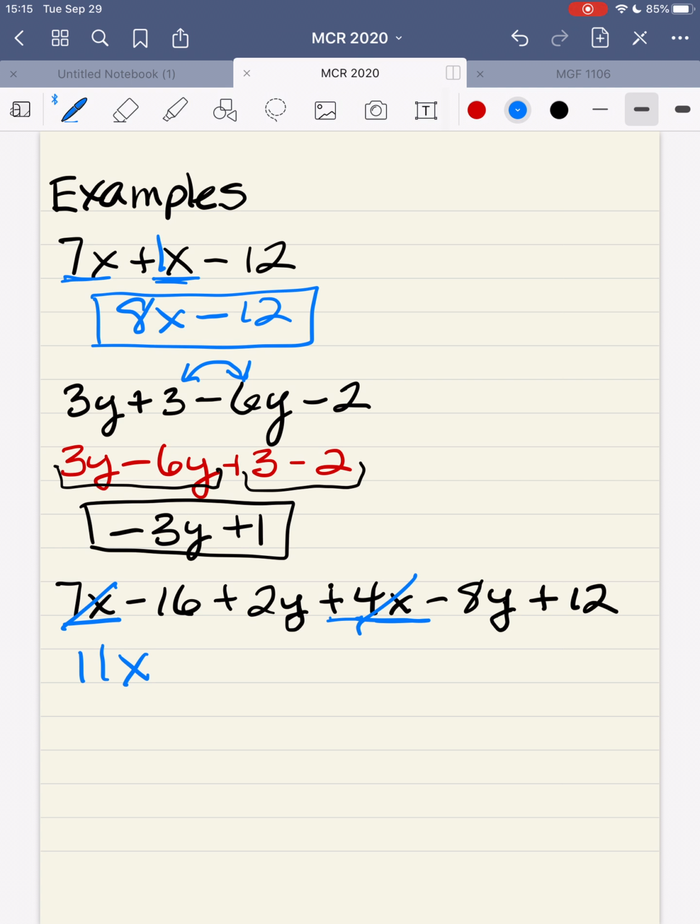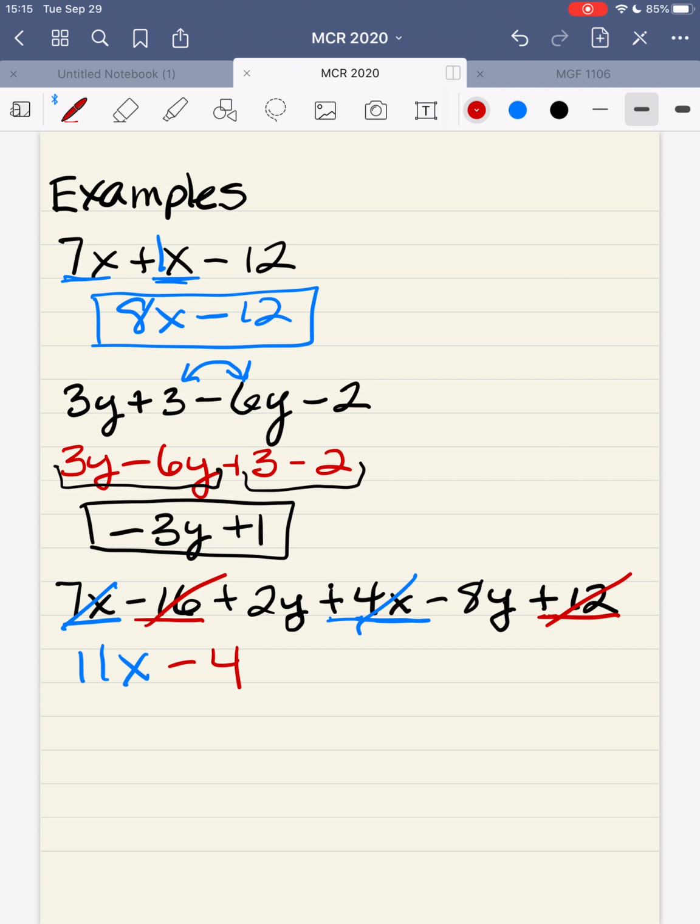Then I have a negative 16, or minus 16, and then I have a plus 12 here, and I don't see any other numbers. So negative 16 plus 12 is a minus 4. And I'm going to cancel those out when I'm done.